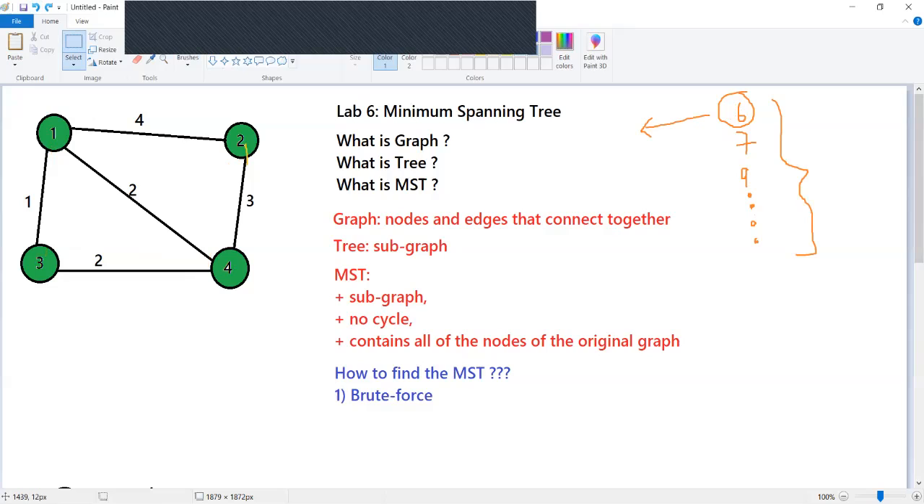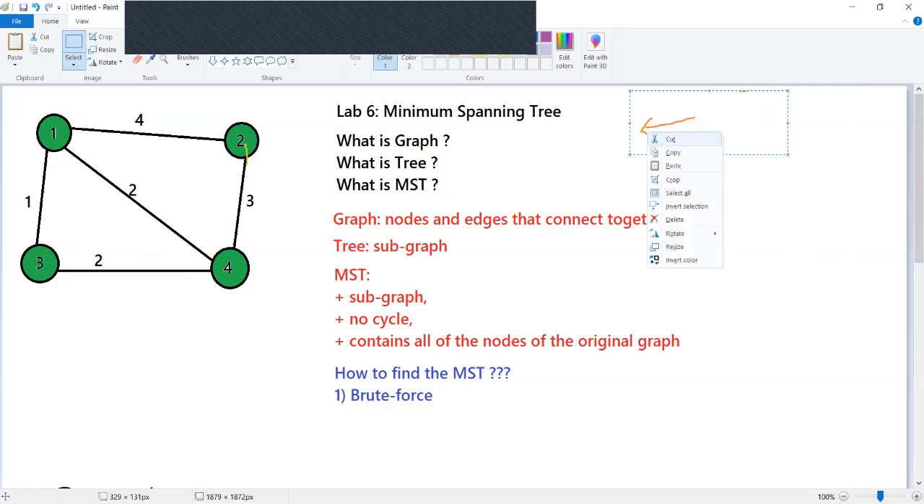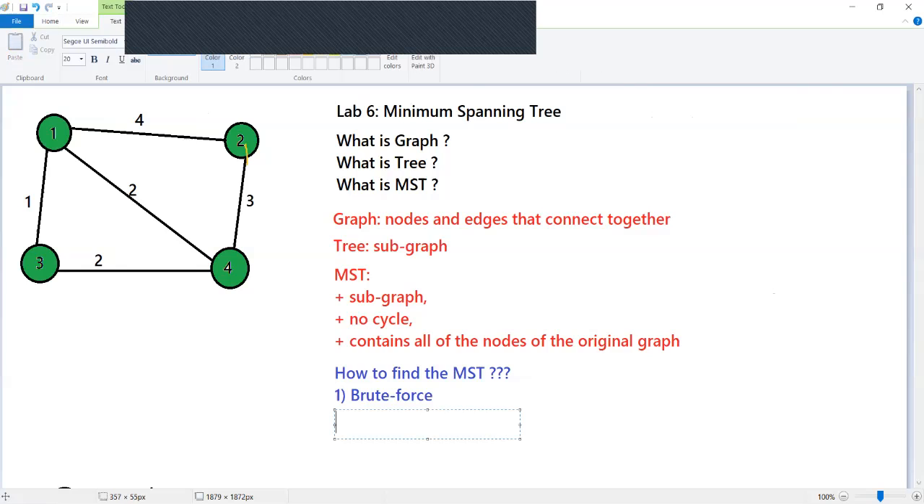And brute force is a lot, because you generate a lot of tree combinations, and sometimes you have a huge graph. It's memory consuming and time consuming as well. So brute force is not recommended. That's why smart people in the CS department, in the past, used a second approach, which is better than brute force, called greedy algorithms.